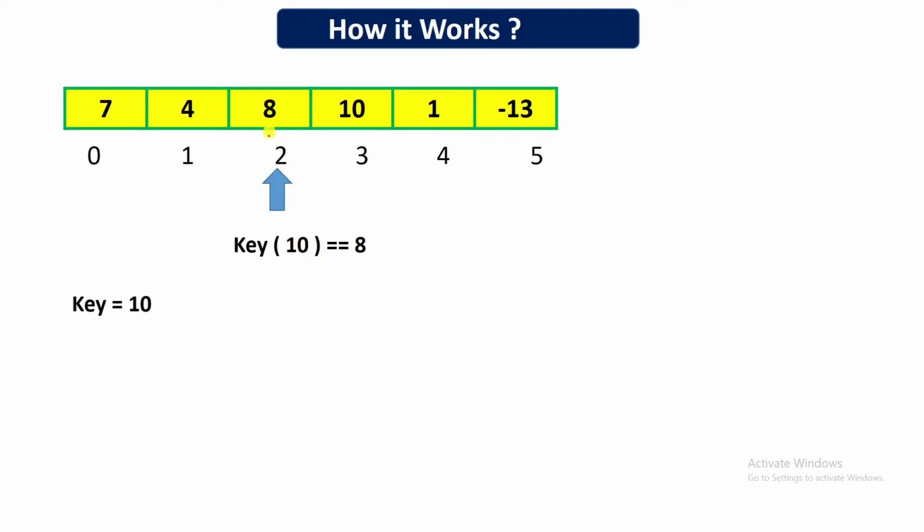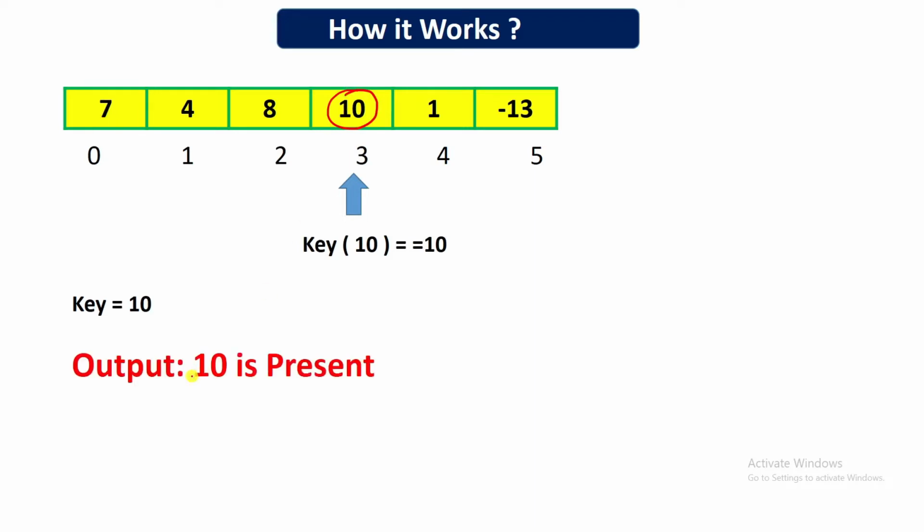So basically I am comparing my key element with each of the elements. 10 is not equal to 8, so I will say, maybe my key element can be in the rest of the array. So I will now move to index number 3, and I will check whether my key element, that is 10, is equal to this 10 or not. Yes, my key element 10 is equal to this element. That means I have found my element. That is, my 10, the key, is present in the array.